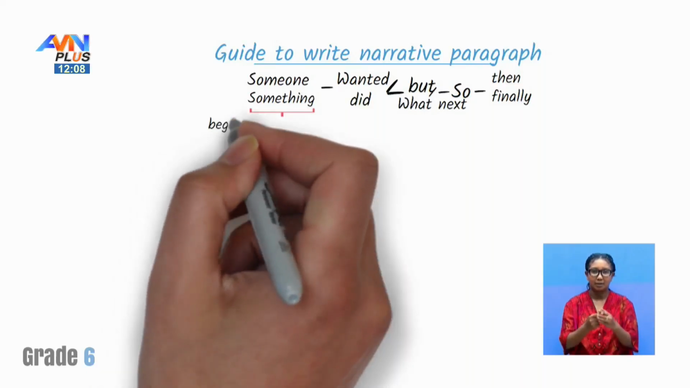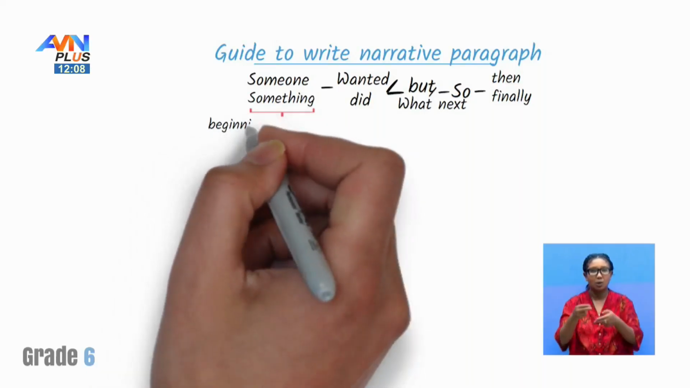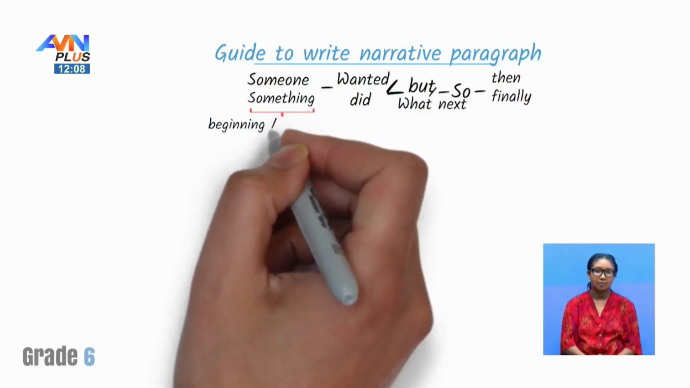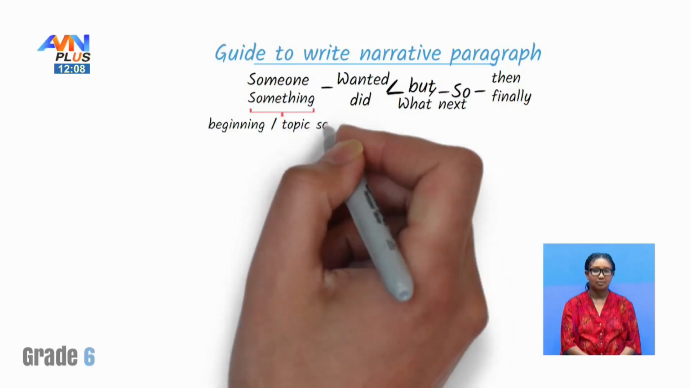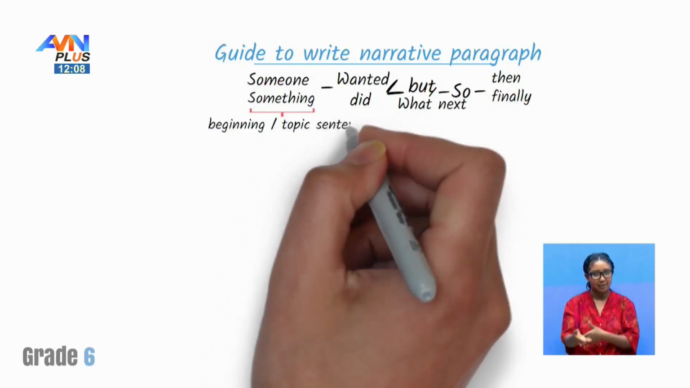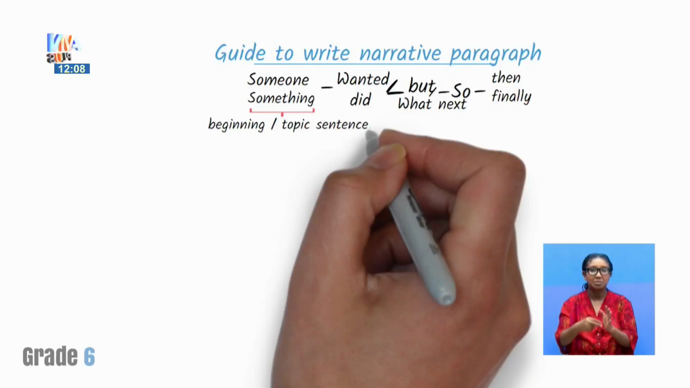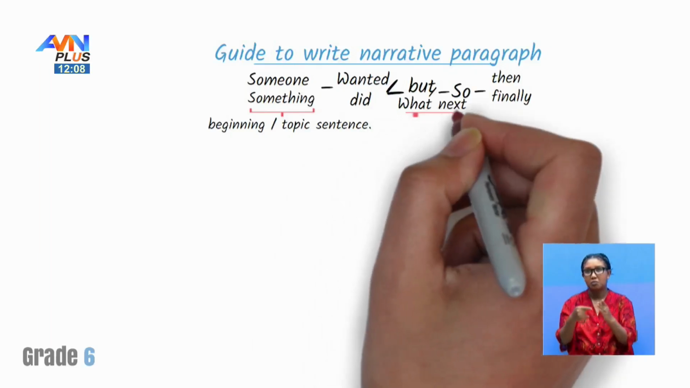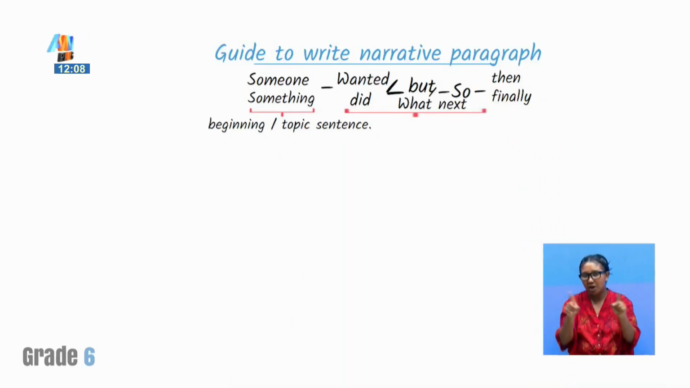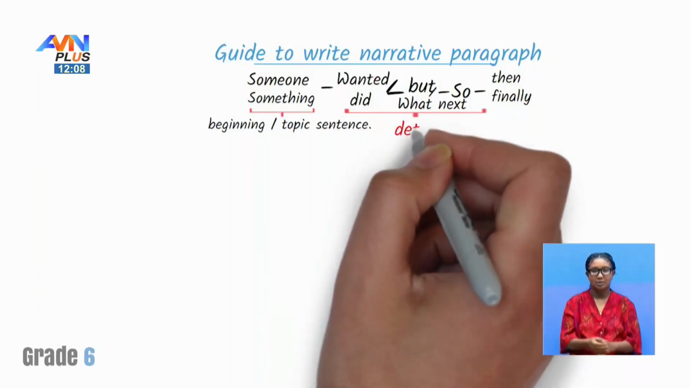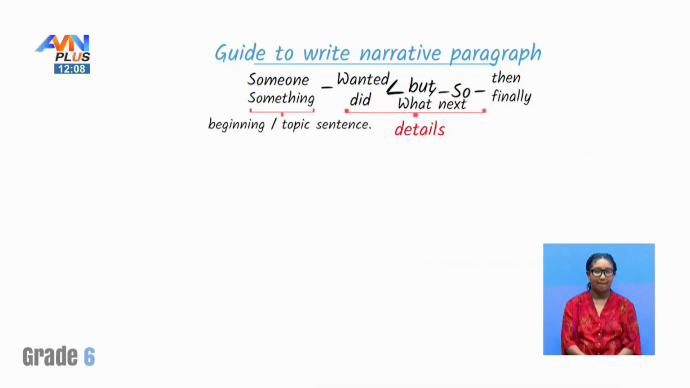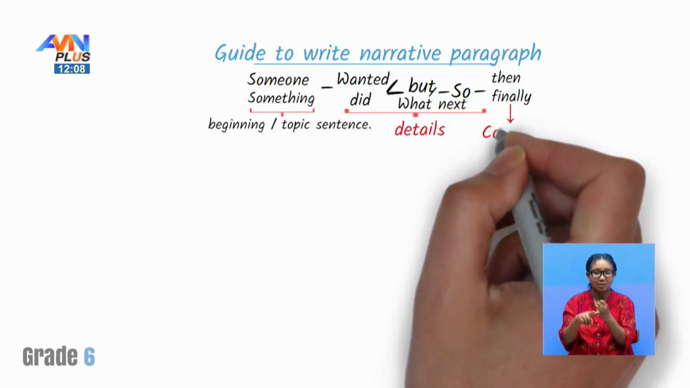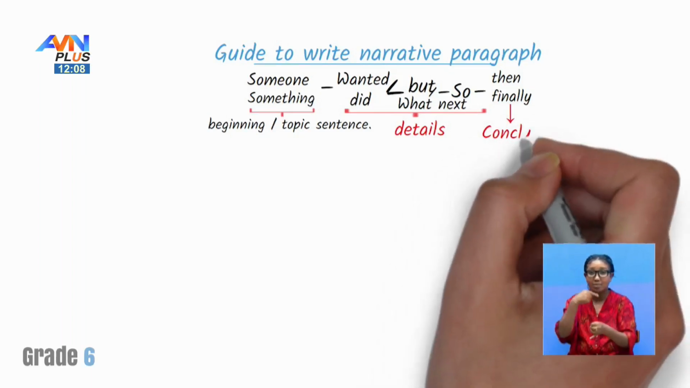All right? Okay, these three, look, someone or something is about the beginning, or in the case of a paragraph, we call it what? Topic, right? Topic sentence. Okay. Then the rest means what? What wanted or did, but or next, and then so. These three, they are called what? Details. Details or supportive sentences. And the last one, the last pattern, this one is called conclusion.